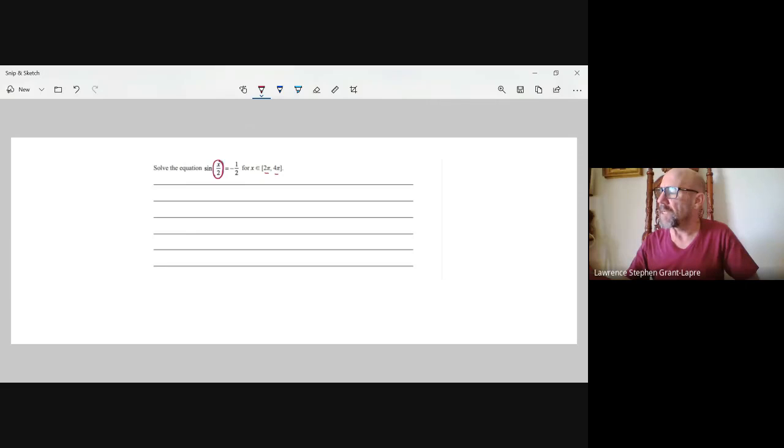Whatever that is, sine of that, whatever that is, equals -1/2. This is the first thing we look at. We ignore this bit in here and just have a look at this -1/2. Sine of what angle equals -1/2?